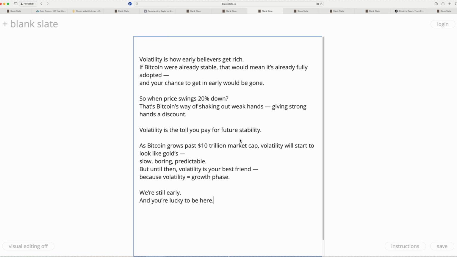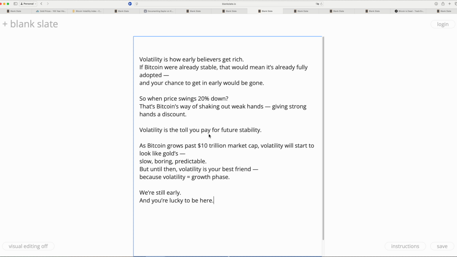I'm talking about the market cap, by the way. If it's just the fiat price, Bitcoin has outperformed gold many times. So if Bitcoin were really already stable, that would mean it's already fully adopted and your chance to get in early would be gone. So when the price swings 20% down, that's just Bitcoin's way of shaking out weak hands and giving it to the strong hands at a discount, or what we call diamond hands.